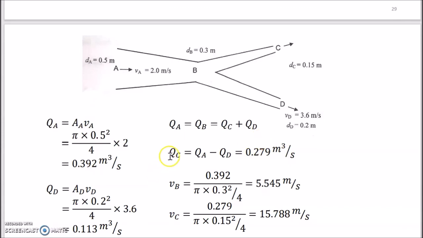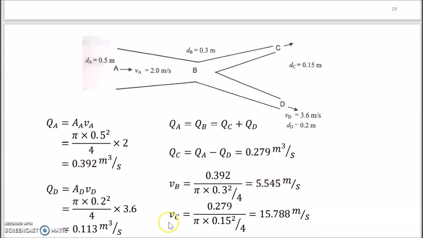Therefore, to calculate VB, the velocity at B, QB equals QA. So we get QA here, 0.392, and we just put it into this equation, divided by the area of section B. So we have 5.545 meters per second.